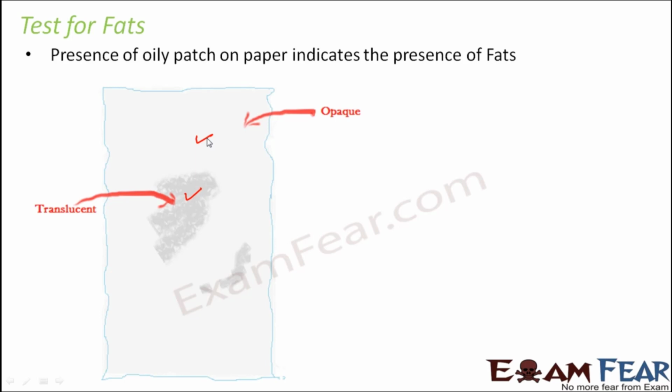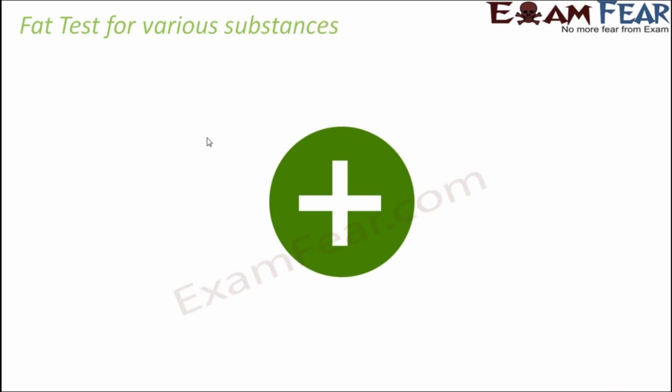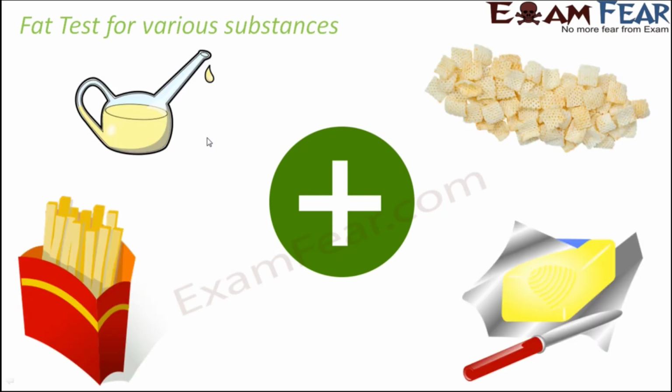Now, if that substance contains too much of fats, then the oily patch would also be more. If the substance contains less amount of fat, then the oily patch would also be less. So for these, we would say that the test is positive. Now various other substances for which fat test would turn out to be positive are oil, French fries, butter, the fries which are fried in oil, deep fried. Any item which is deep fried, they are going to give you extremely positive fat test. Those which are shallow fried, they also contain oil, but at least in lesser amount. So fat test again is very effective.